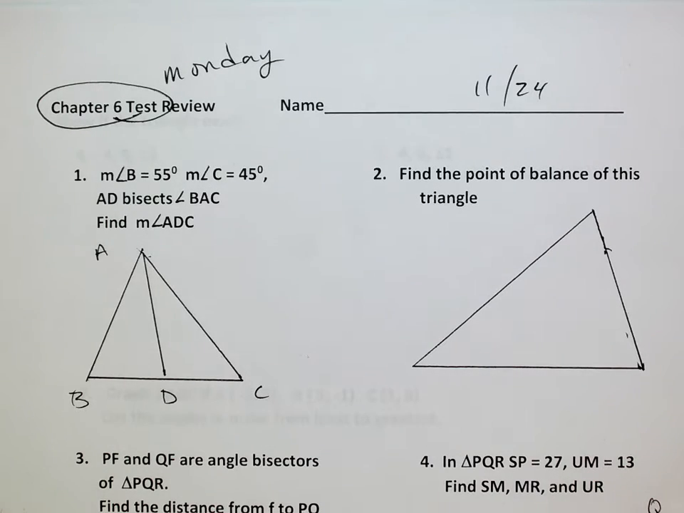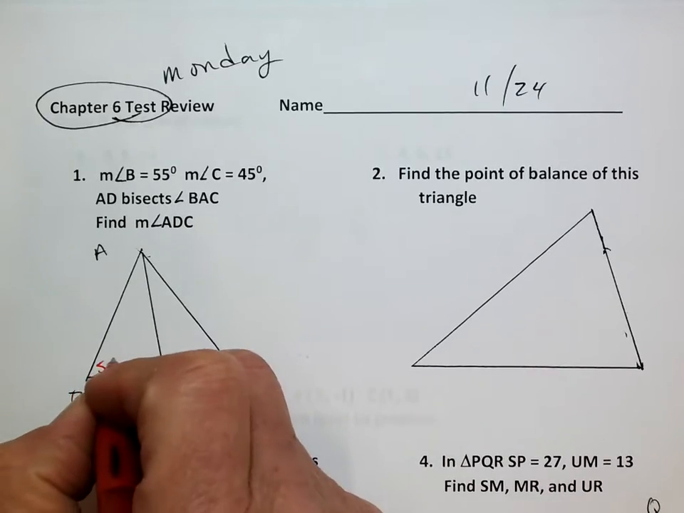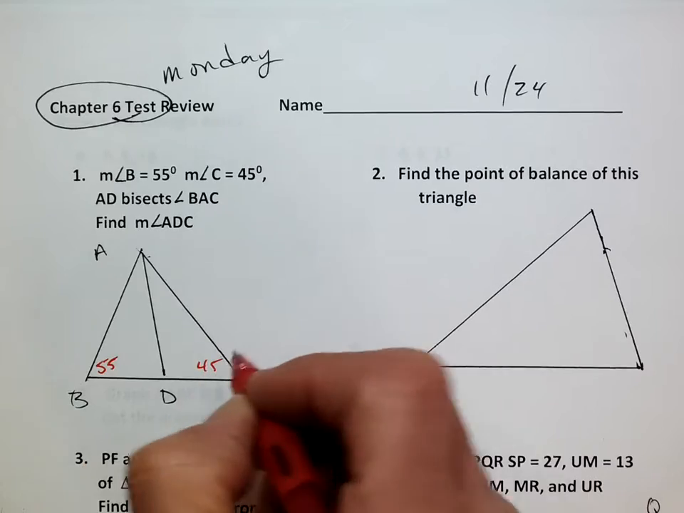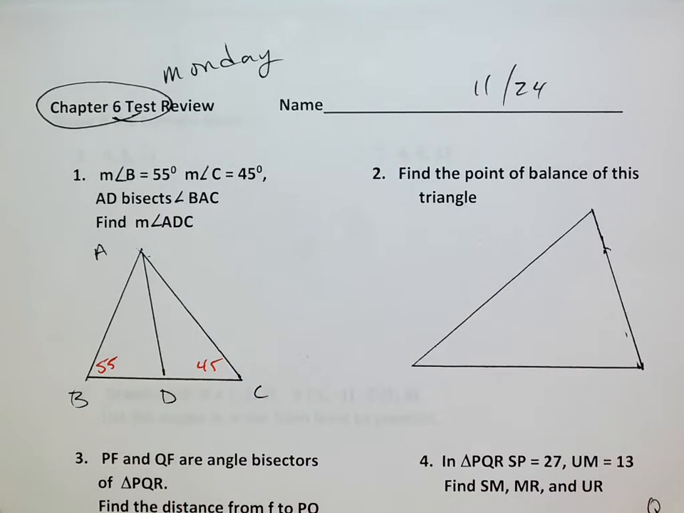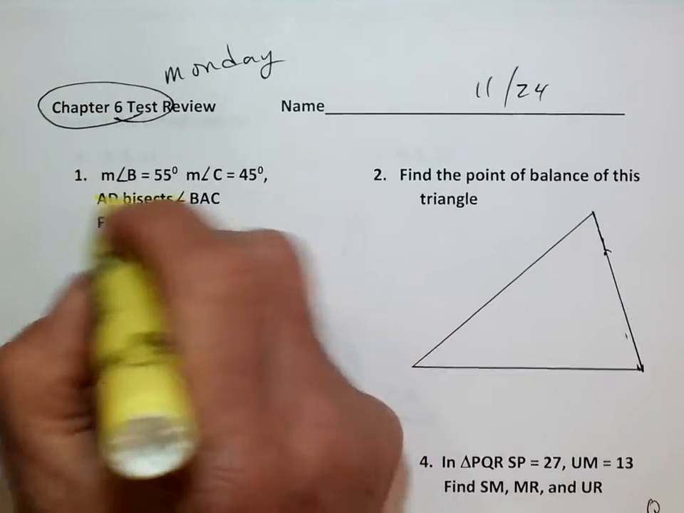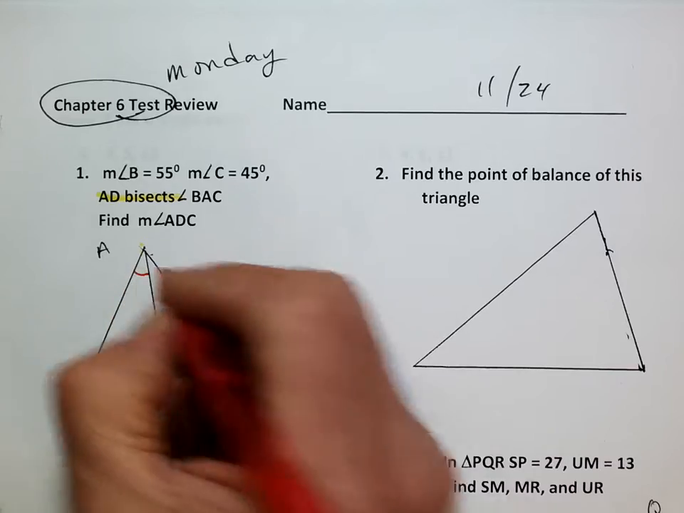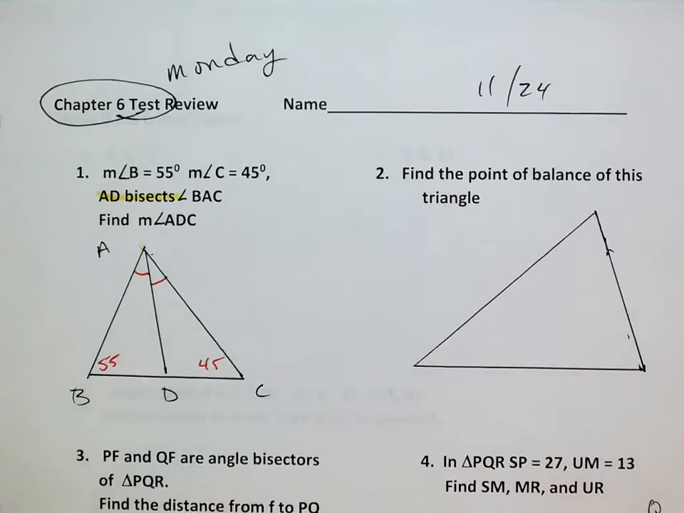So first of all, I'm going to put some things in. What I like to do is label. So angle B is 55 degrees. Angle C is 45 degrees, right? And AD bisects, which means it cuts this in half, right? So that means that this part of the angle is equal to this part of the angle. So first of all, let's find out what that angle is.